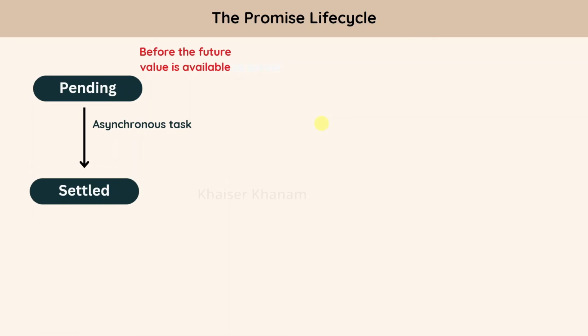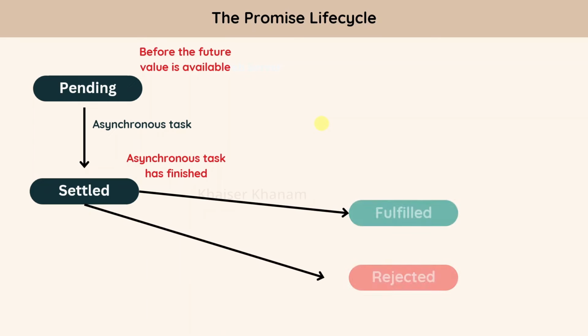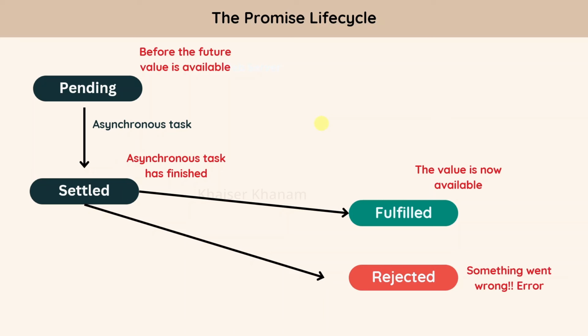Then we have two different states in a settled promise, and here our asynchronous task has finished. Either our promise will be fulfilled or our promise will be rejected. So a fulfilled promise is nothing but we are successfully able to get the result and the value is available for us, and a rejected promise is nothing but we have not got any result and we got some error.